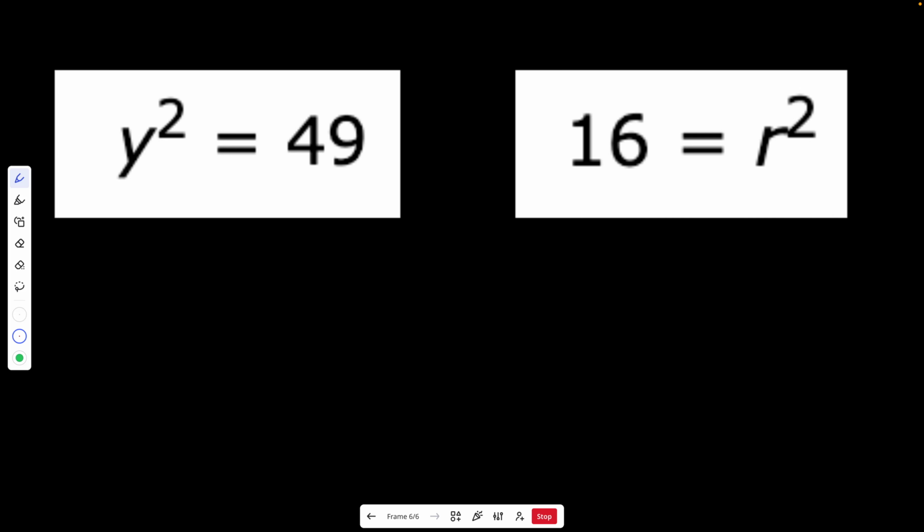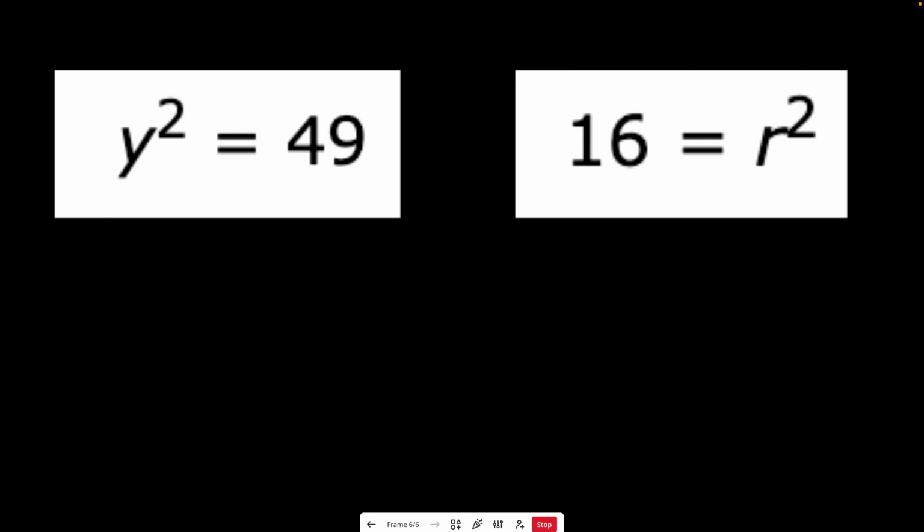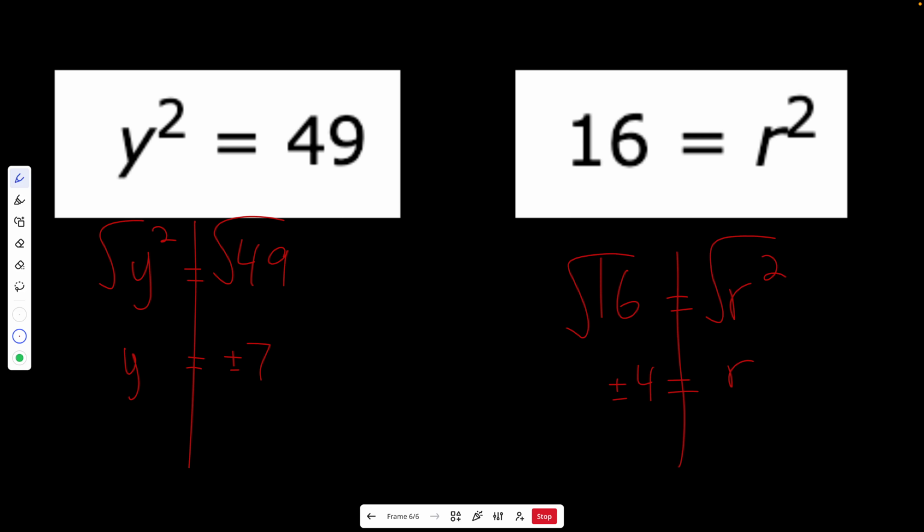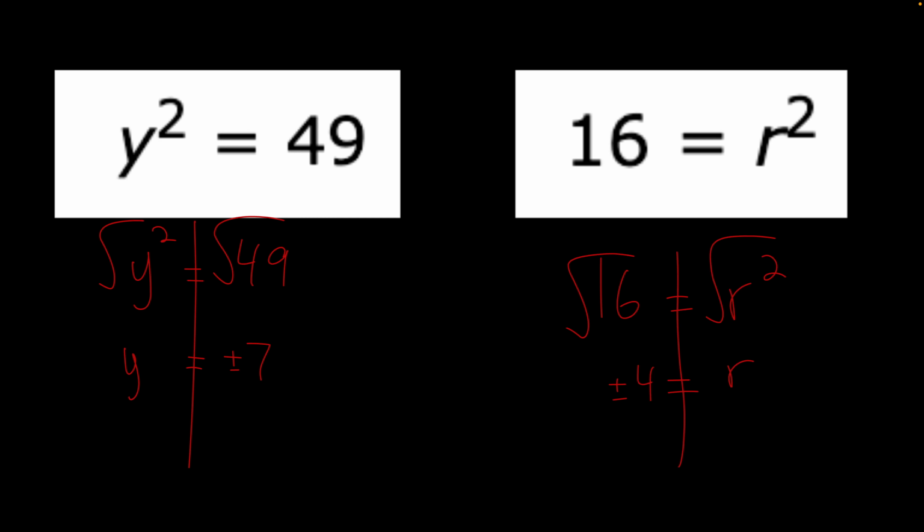Okay, now that you've had time to work these problems, let's check your solutions. For the first problem, here is the work. Your final answer should have been positive and negative 7. And for the second problem, here is the work. Hopefully, the variable on the other side doesn't change the way we solve the problem. You should get positive or negative 4.